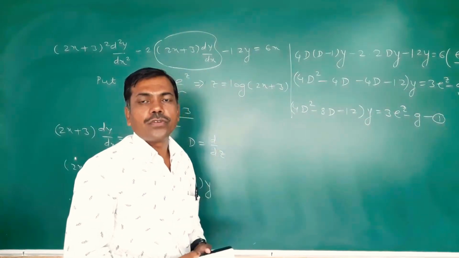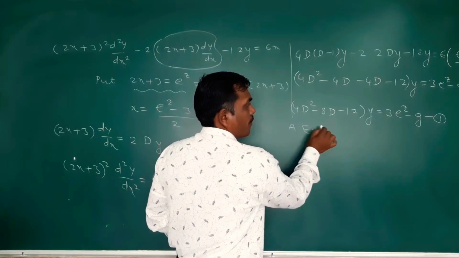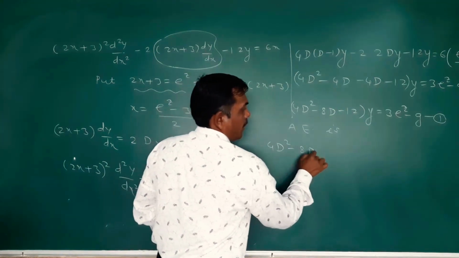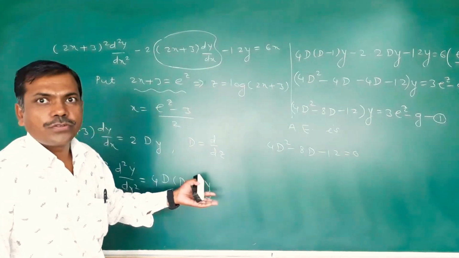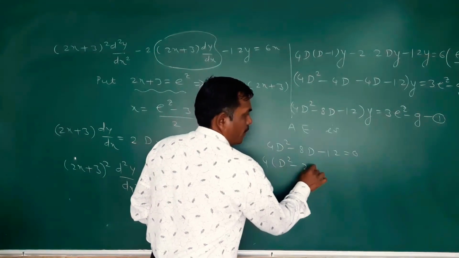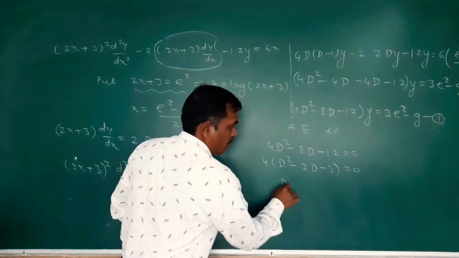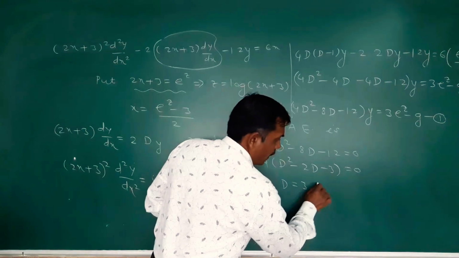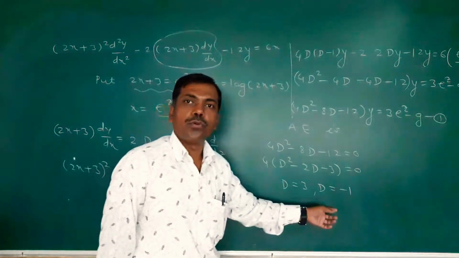Find the complementary function and particular integral. So the auxiliary equation is 4D² − 8D − 12 = 0. You can solve this equation and you will get the roots. Taking 4 common, D² − 2D − 3 = 0. So I get the roots D = 3 and D = −1. You can do this on your own.